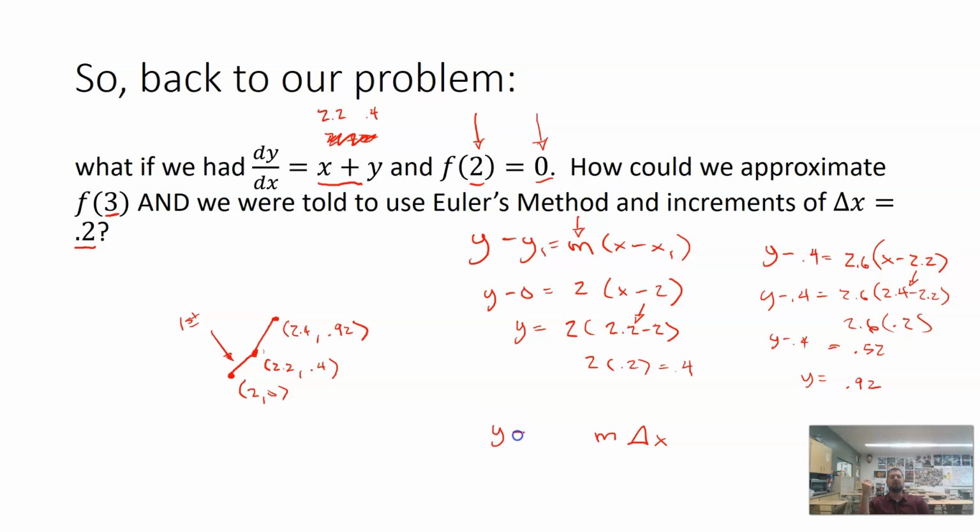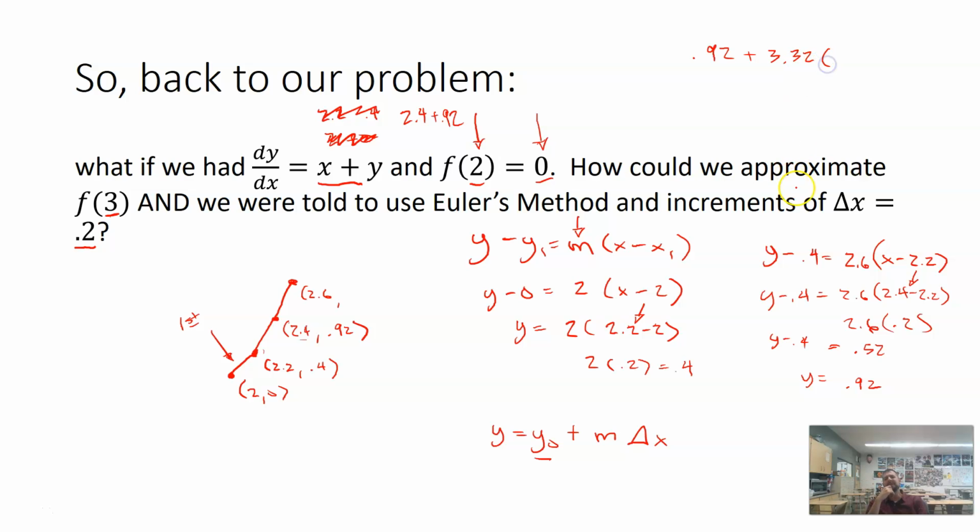So if I'm looking for a new y value, I would just take the previous y value plus the slope at the point that we're looking at multiplied by our change in x. So if I want to know the y value at 2.6, I take my previous y value, 0.92, plus the slope at the point in question that we had previously, 2.4 and 0.92. To find that slope, I would just go 2.4 plus 0.92. I add those together and I get 3.32. That would be my new slope for this equation.